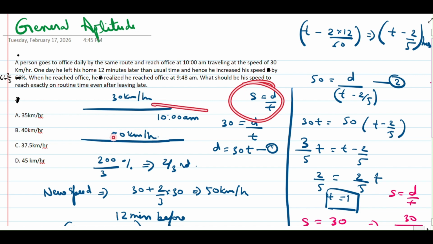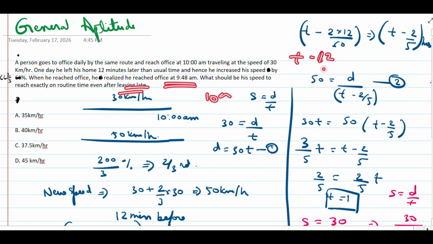If he is 12 minutes late at the start and 12 minutes early at the end, then the total time will be t minus 2 into 12/60, because we need to convert to hours. And the third thing we observed is that he needs to be on time, at 10, so the new time will be t minus 12/60. So this is the main concept behind this.